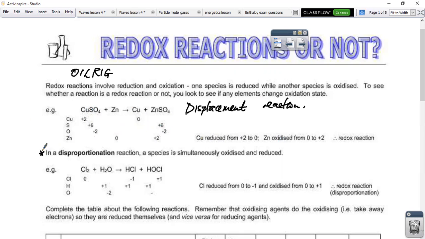Now, have you heard of a disproportionation reaction? Yeah, I think so. Yeah, so this is where you have a species both simultaneously oxidized and reduced. And here's an example where you have chlorine. Here an element is 0, and a molecule such as chlorine here, diatomic, also has 0. Just key to remember that.